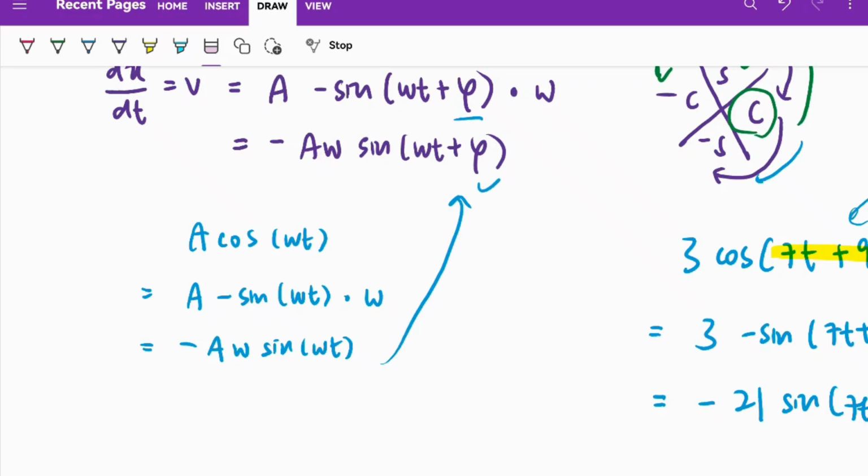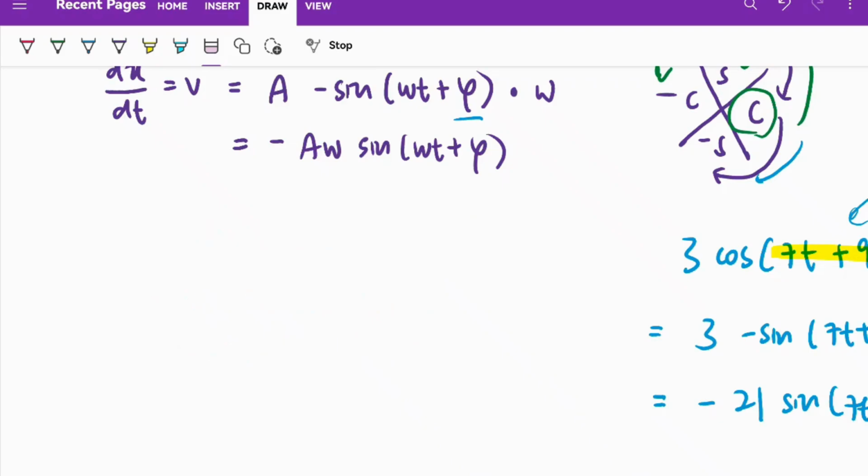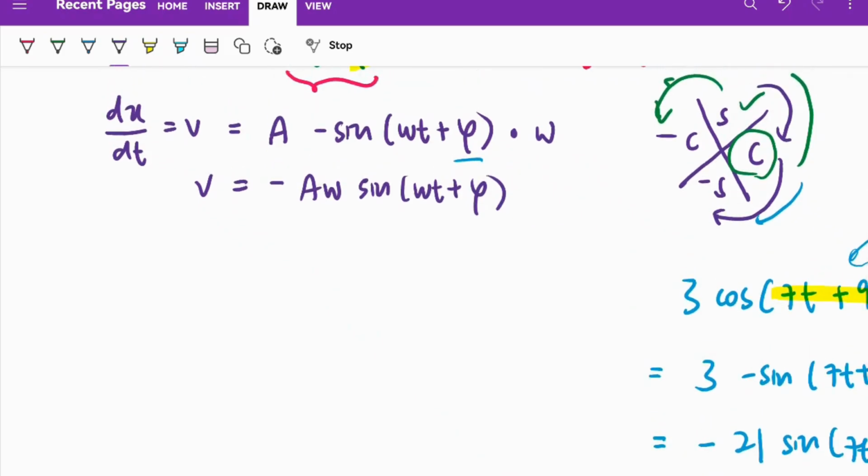Okay. Alright. Well, we've got our velocity function. Now that is our velocity function with phi. Without phi, I'll just write it here as well. We'll just get omega t. Alright. So we have derived our velocity function. Now, moving to the acceleration. So, how do we differentiate velocity to get the acceleration?